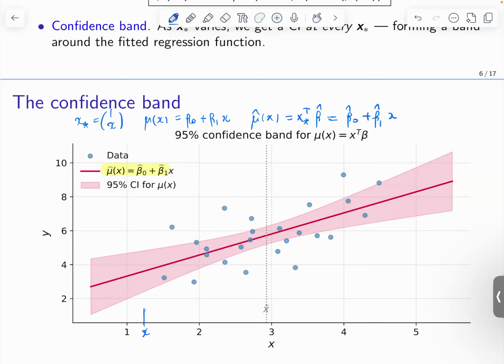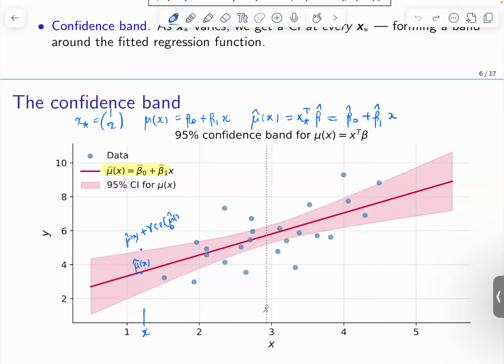And then at each point, if I go at x, x star here, the vector would be completely specified by the second coordinate. So if I go at x, this would be mu hat of x I'm plotting, and the upper bound would be the upper end of the confidence interval, so mu hat of x plus gamma times the standard error of mu hat of x. I should say x star, to be honest, if you want to be precise.